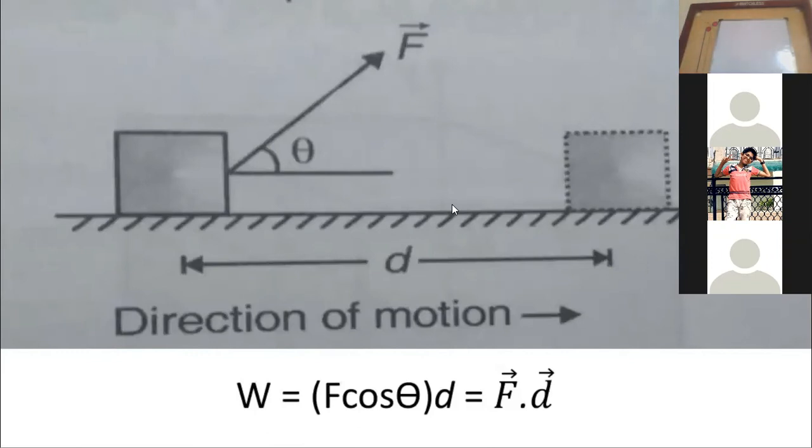Okay, no problem. As we were discussing, work done is positive. Just a moment.